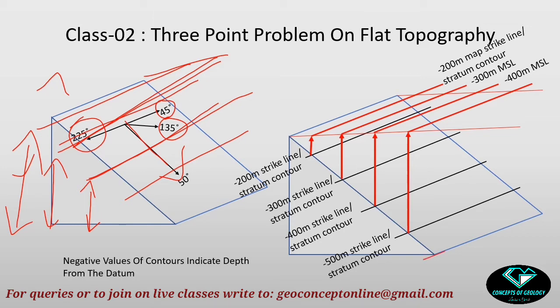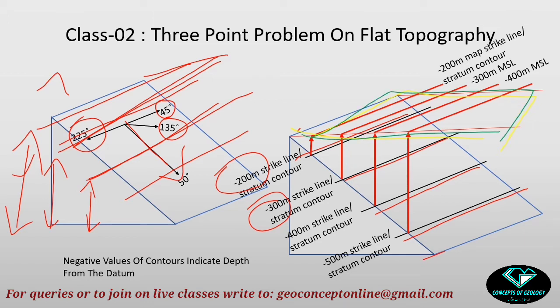Okay, here you see we have a group of parallel lines, this one, this one, and this one, this one, all of them are strike lines, but I have different elevation values. Suppose this is the minus 200 meter strike line, this is minus 300 meter. Now why minus? Minus means we are going in depth. Suppose my datum plane is this one. This one is the horizontal plane, and this one is the datum plane.